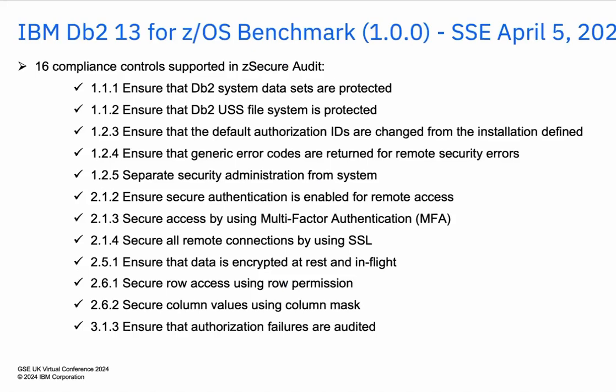And these are the 16 compliance controls that we currently support in zSecure Audit 3.1.0. And this is the essence of the control. You can see that DB2 system datasets must be protected, Unix file system, and so on. So these are the controls. They can all be downloaded, they can all be viewed, and they can all be evaluated with zSecure Audit.